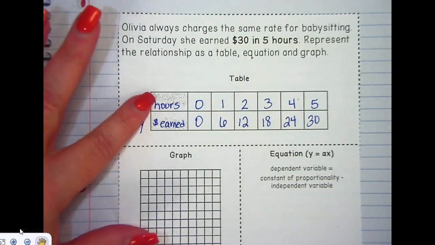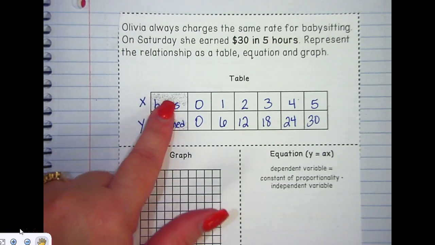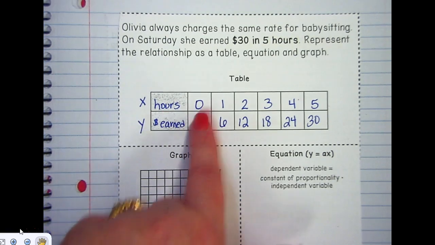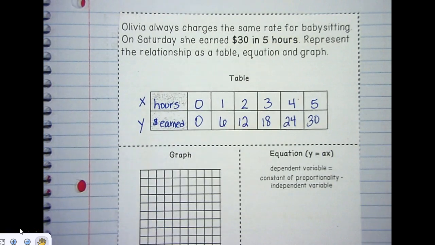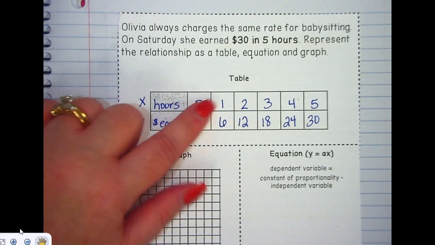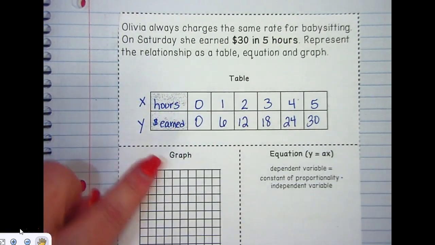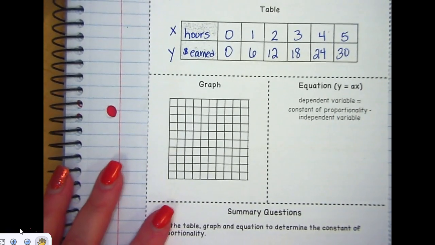So a lot of times the hardest part is figuring out which is your x and which is your y. Make sure that you label. And then I usually always start at 0, and you want to make sure that your numbers up here match your numbers in your problem. It's very flexible though. I could have done 0, 1, 5, 10, 15. So you can use numbers as long as they make sense. All right, questions?